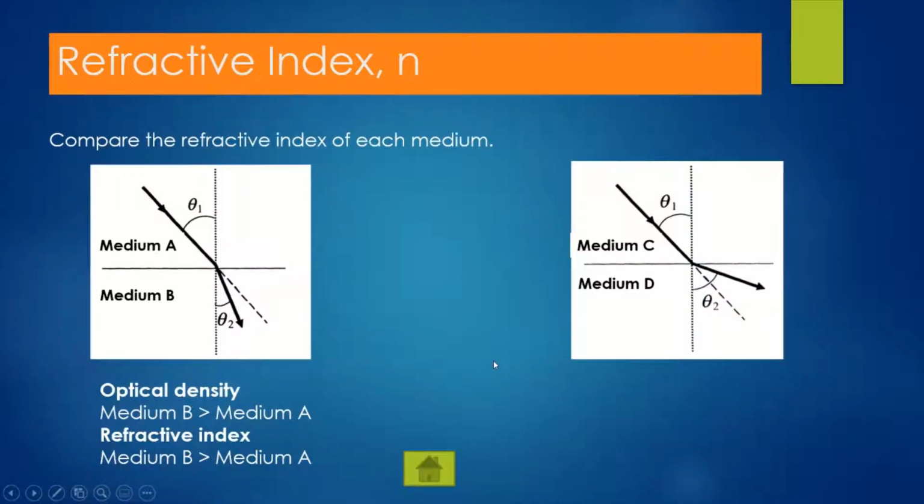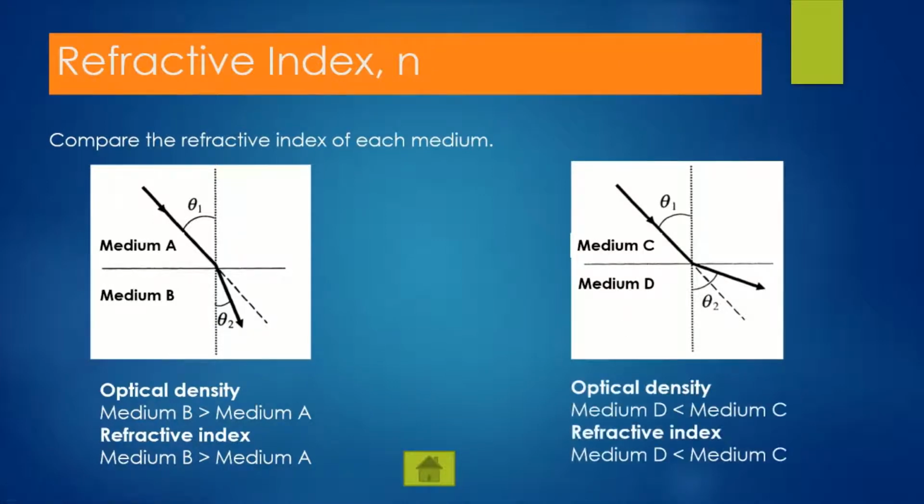Okay, this picture on the right shows that light is refracted away from normal. Therefore, we know that medium C is denser than medium D, which means the optical density of C is higher than the optical density of D. Therefore, the refractive index of C is more than the refractive index of D. Okay, clear?